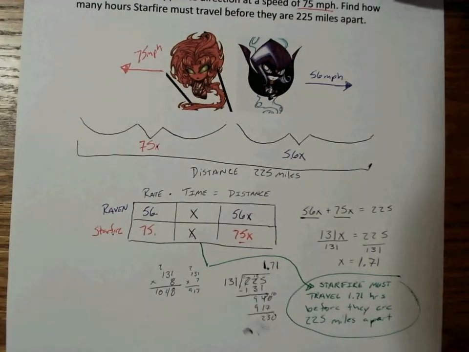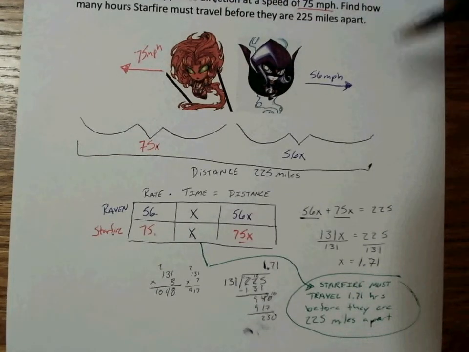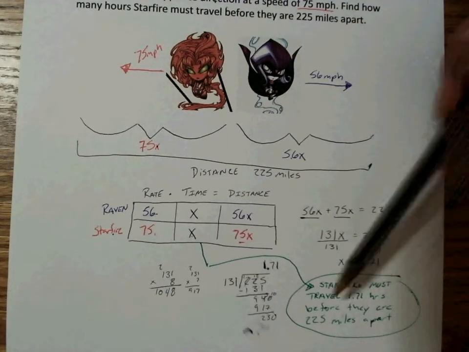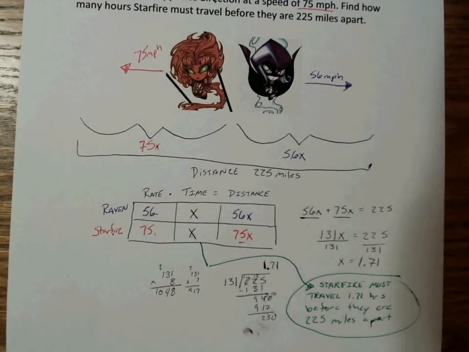Circle that bad boy. And we go back and find how many hours Starfire must travel before they are 225 miles apart. Look, my answer: Starfire must travel 1.71 hours before they are 225 miles apart. Makes perfect sense.